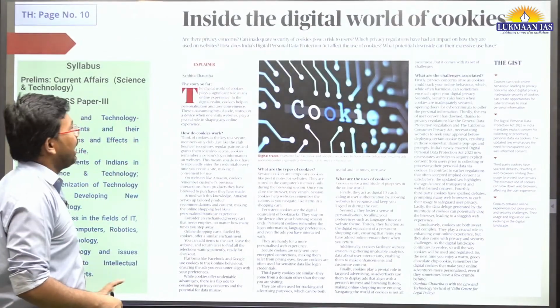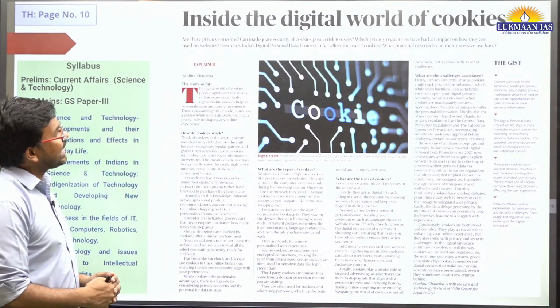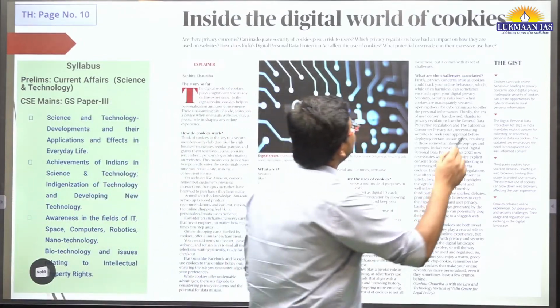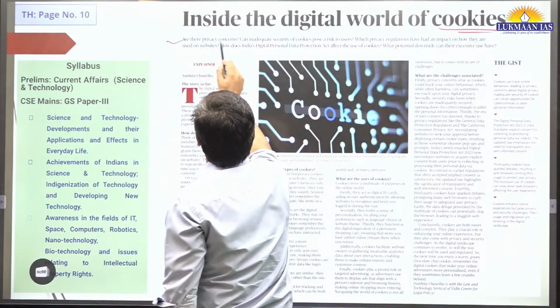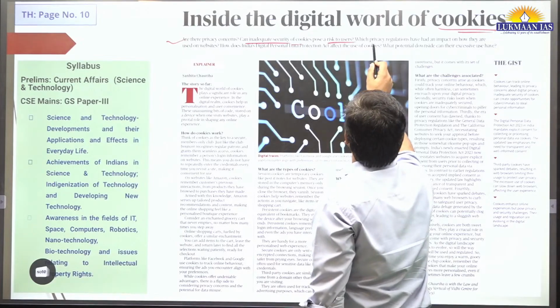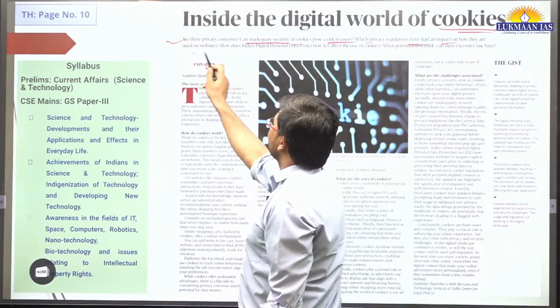And this is another article, which is also important. It says: inside the digital world of cookies. Are there privacy concerns? Can inadequate security of cookies pose a risk to users? Which privacy regulations had an impact on how they are used on websites?